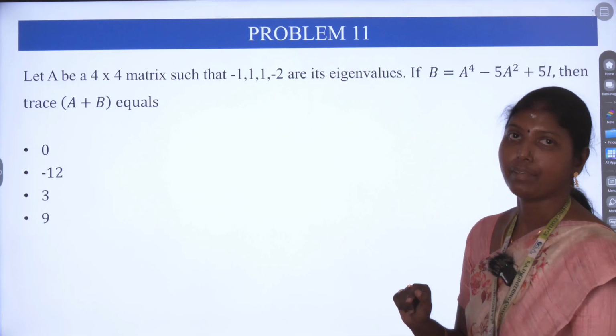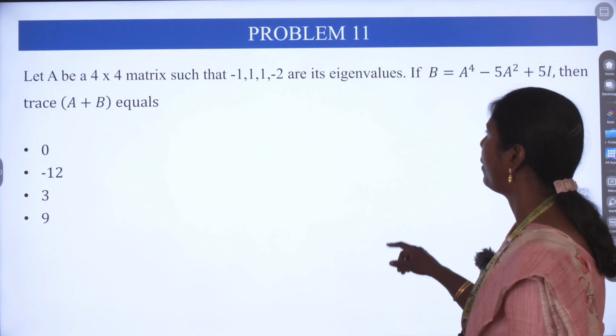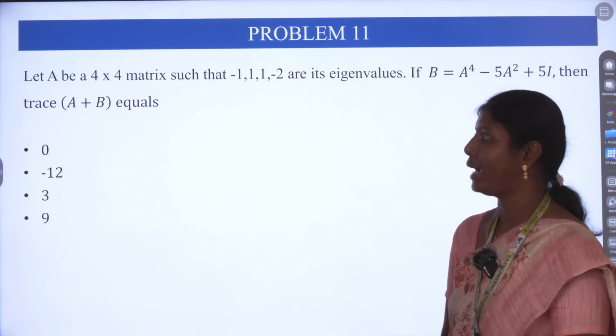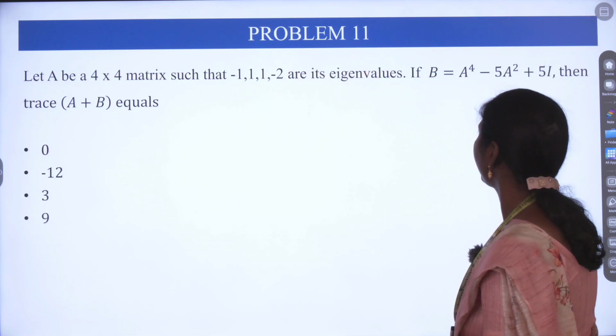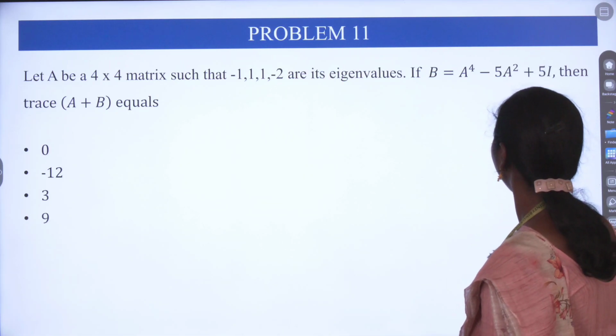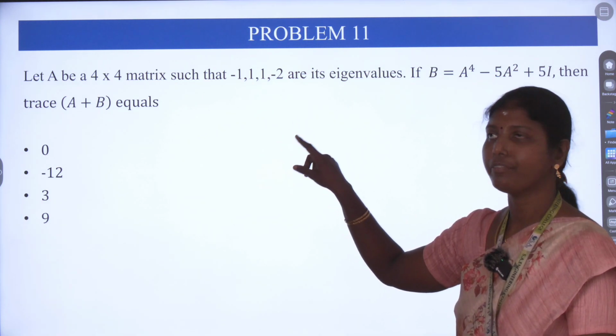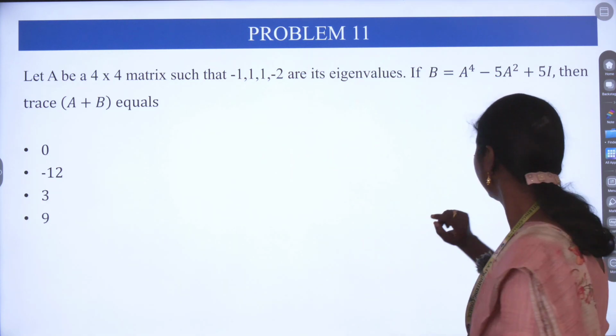So next is the 11th problem. Let A be a 4 by 4 matrix such that minus 1, 1, 1, minus 2 are its eigenvalues. If B equal to A power 4 minus 5A square plus 5I, then we need to find the trace of A plus B.